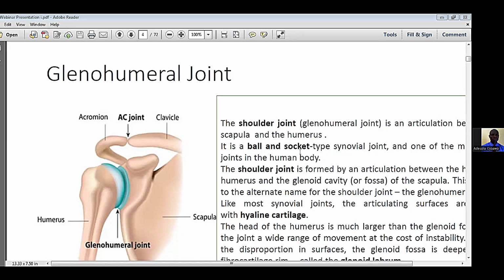They are the most common synovial joint. The articulation surfaces are covered with hyaline cartilage, and you can see the cartilage that we put in blue color here. This is the hyaline cartilage, which is colored here. The head of the humerus, big, the glenoid fossa, small. The two of them come together to form glenohumeral joint.